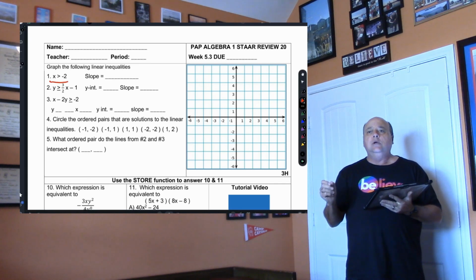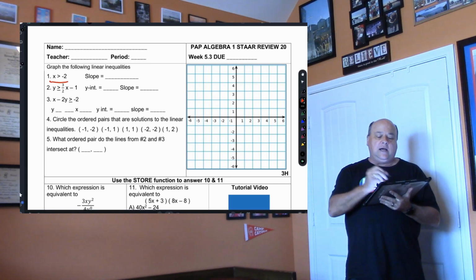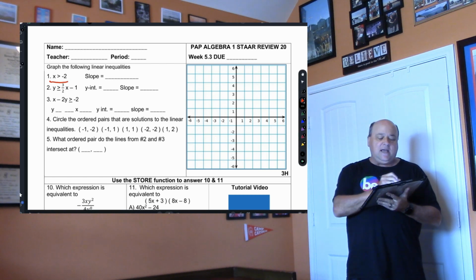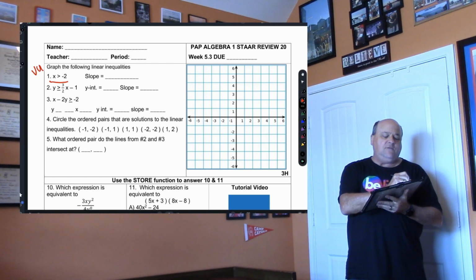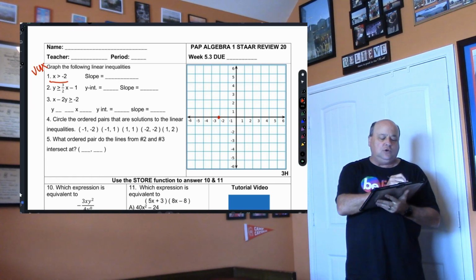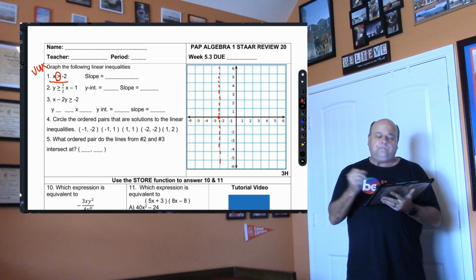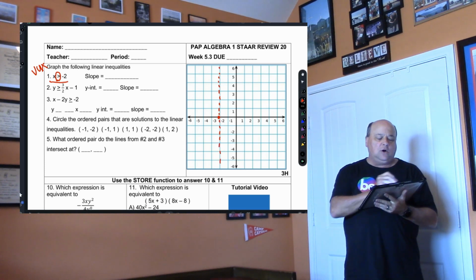So number one, we have x greater than negative 2. The only letter in this is x. And remember, if you have x, you're going to use HOY and VUX. So we have a vertical line, undefined slope, through x. We put a dot on the x-axis at negative 2. There is no equal bar, so we have a dashed line, and it's going to be vertical.